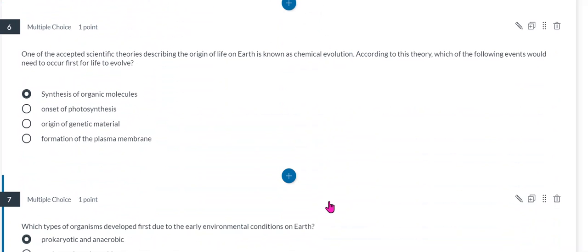Number six. One of the accepted scientific theories describing the origin of life on Earth is chemical evolution.